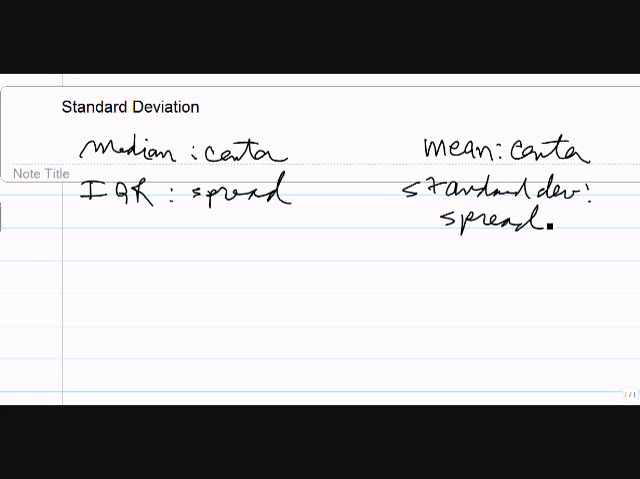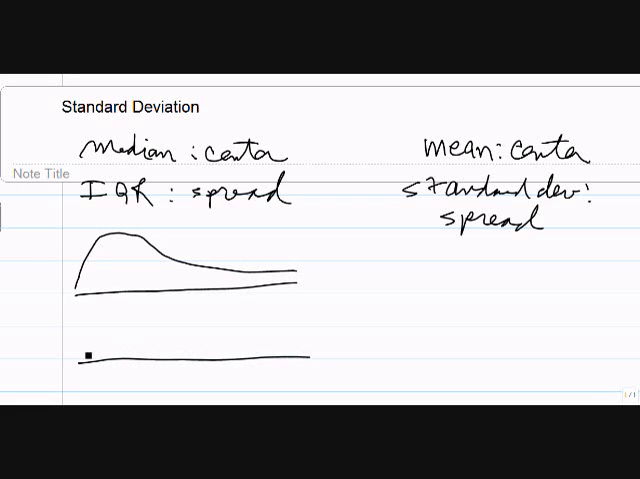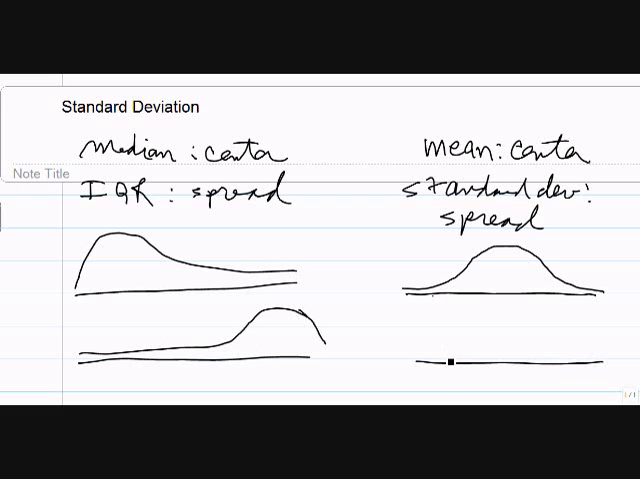When would you choose to use the median as your measure of center? When your distribution is skewed to the right or to the left. When do you choose the mean? When your distribution is symmetric, short on the ends, the tails, high in the middle. Uniform, all the bars are essentially the same height.